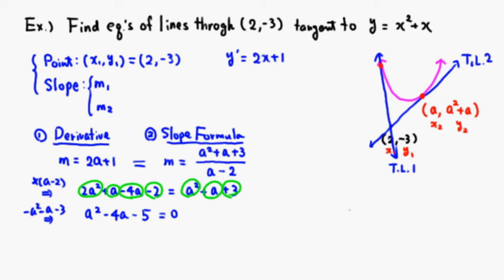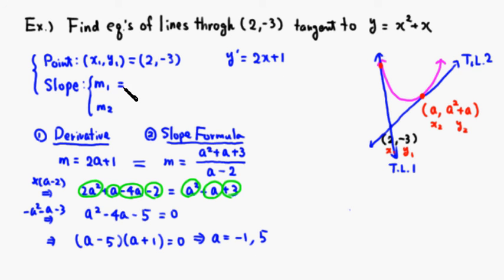This one we can factor. We will have (a minus 5)(a plus 1) equals 0. So we found the a value to be either negative 1 or positive 5. So the slope that we're looking for is here: we plug the a values into the derivative.